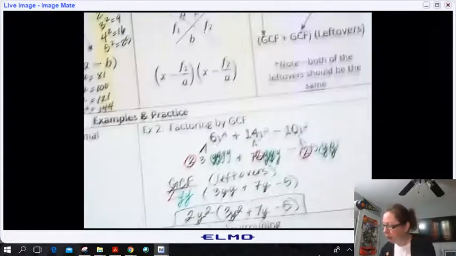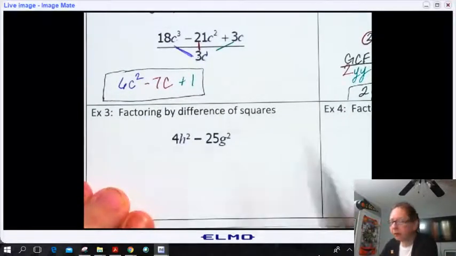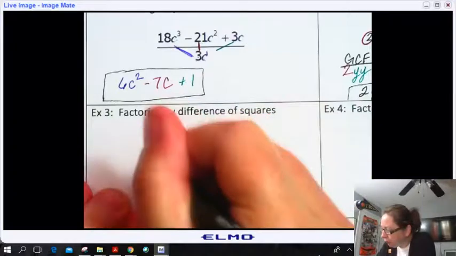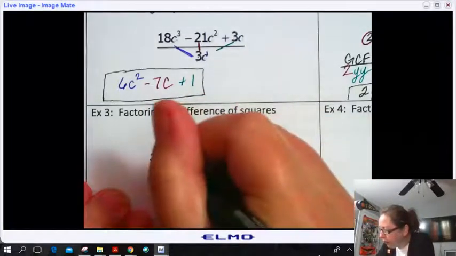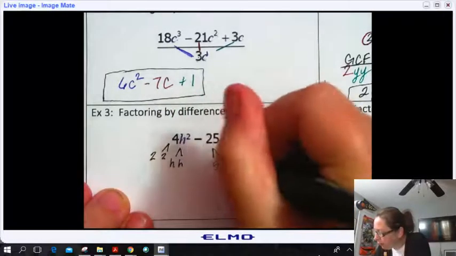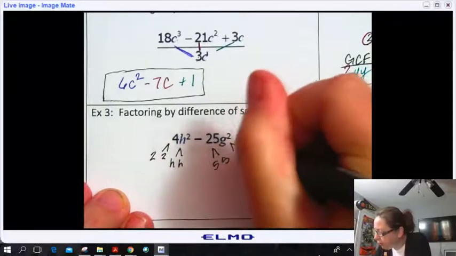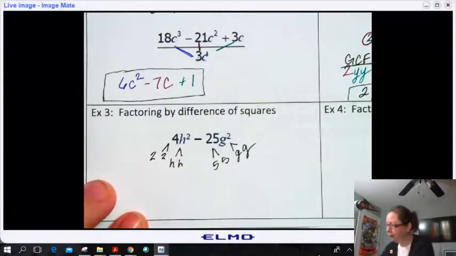Let's do an example with difference of squares. Difference of squares. Notice that this is a perfect square, 2 times 2. This is a perfect square, h times h. This is as well, 5 times 5, and g times g. So here's what's going to happen.